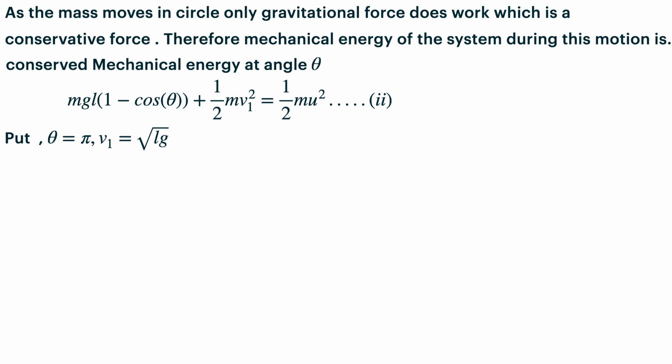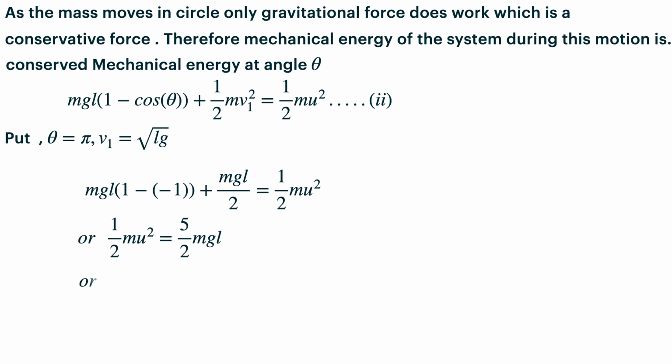Now let's put the value of theta as pi and v1 as root Lg to obtain the mechanical energy at the topmost point. So we get mechanical energy as mgL(1 minus (minus 1)) plus mgL by 2. Since mechanical energy is conserved, this mechanical energy will also be equal to half mu square. From this equation, we can obtain the initial velocity u as u equals square root of 5gL.